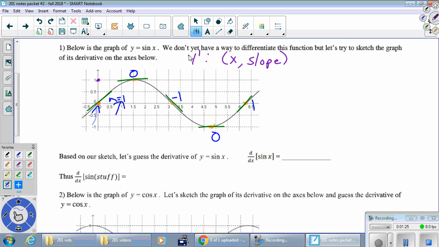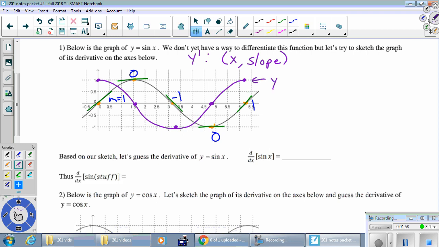For the next one, the x is pi over 2, and then the slope is 0. So pi over 2 comma 0, right there. And then the next one is at pi, and the slope is -1, so that would be down here. The 3 pi over 2 comma 0 is here, and then 2 pi comma 1 is back up here. And then we're going to connect these with some smooth curve. And that is our rough sketch for the graph of y prime.